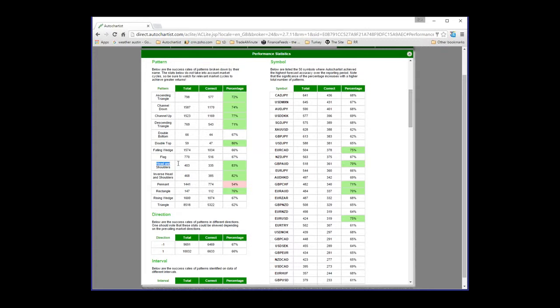So, for example, head and shoulder patterns and inverse head and shoulder patterns are really star performers, and they always have been. You can see that over the last 6 months, double tops have been really good performers.